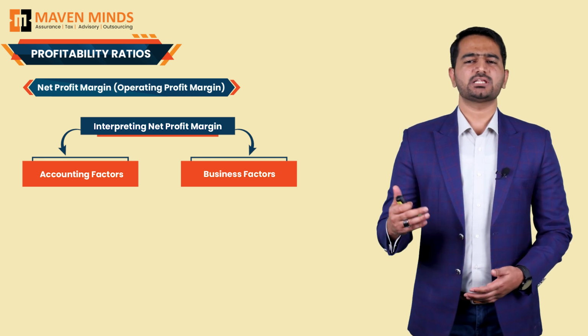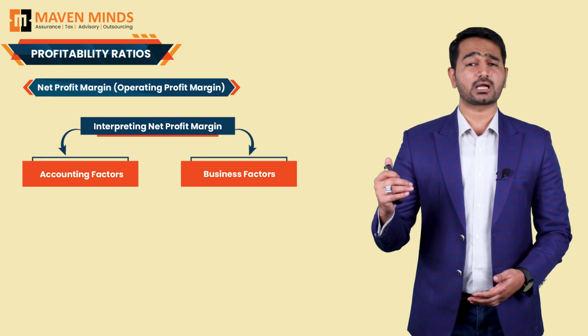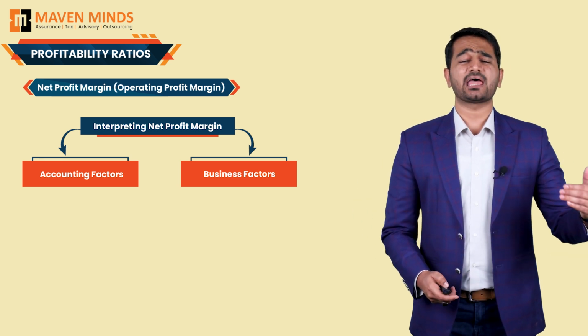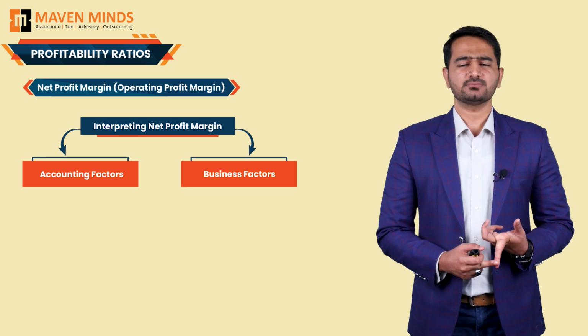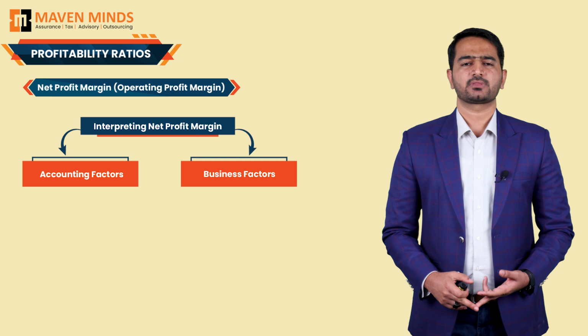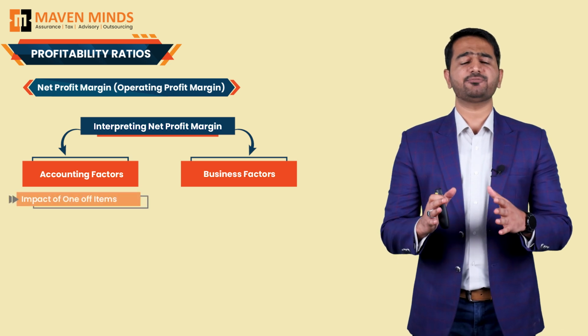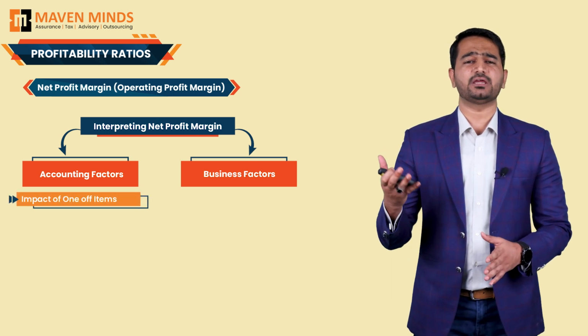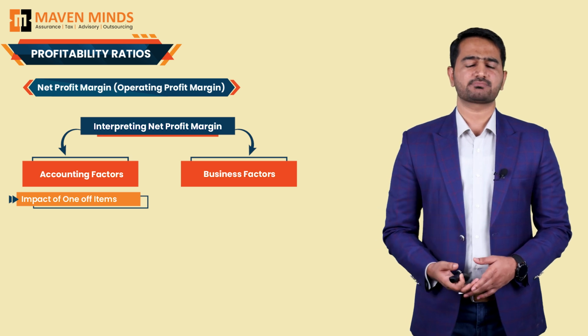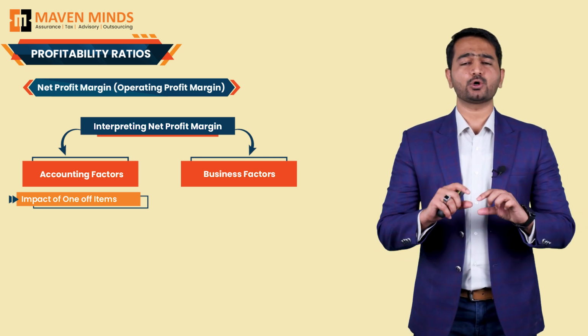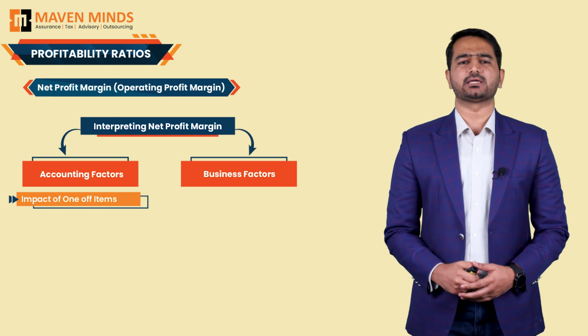Sometimes a change in net profit margin is due to accounting adjustment rather than actual business performance. This could include one-off items or one-off events. One-off items can significantly influence the profit before interest and tax and may not reoccur in future years, but they can dilute your overall profitability for the current year.